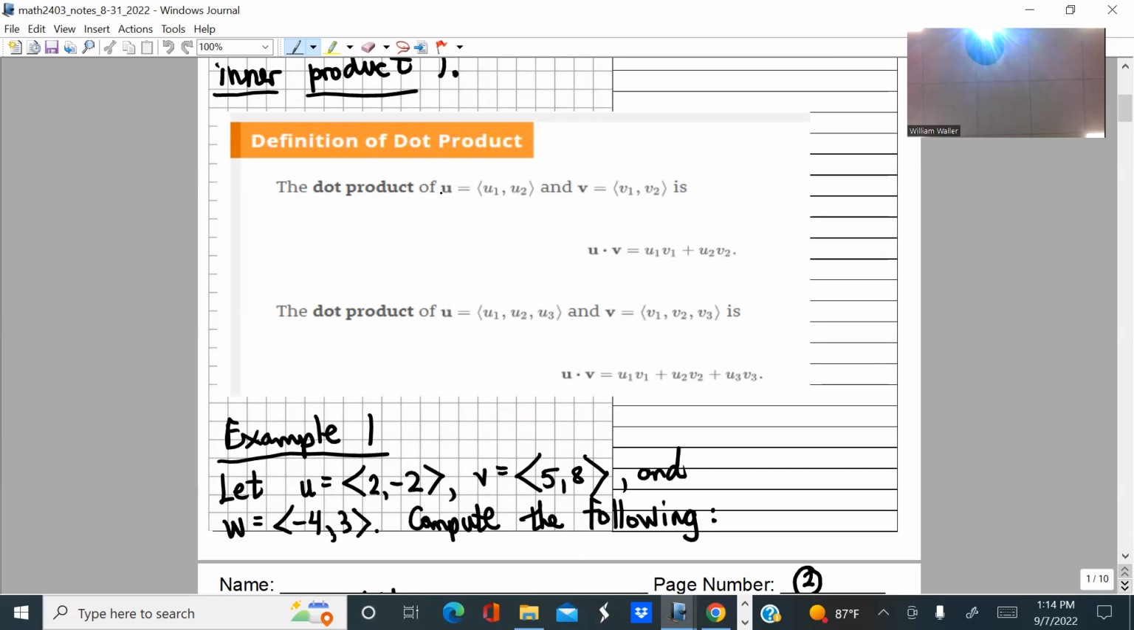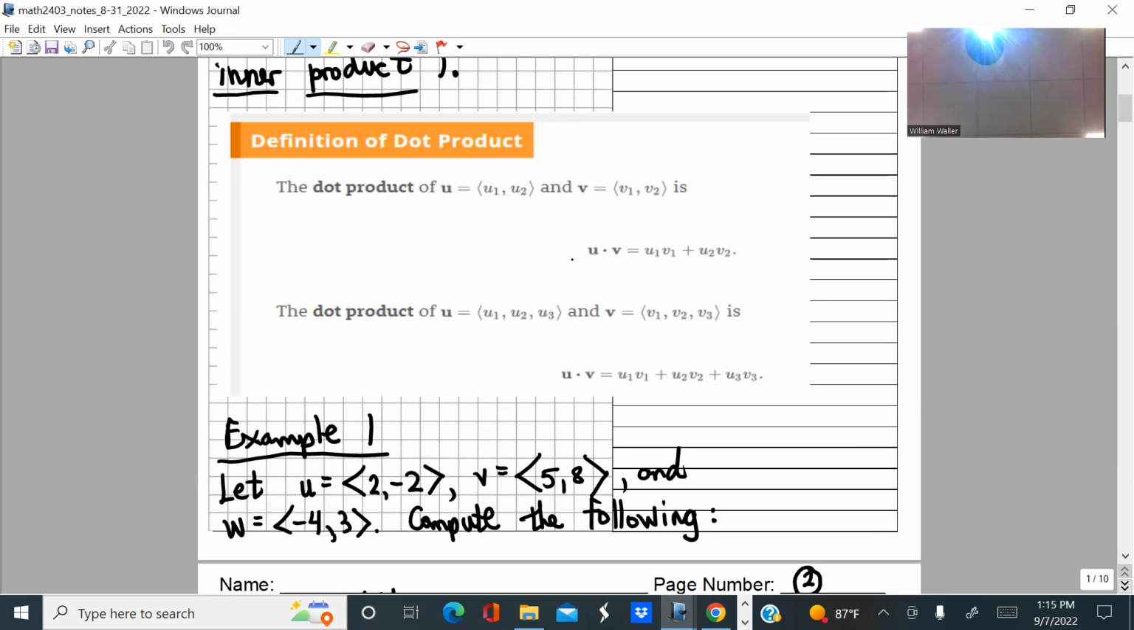So if you have vectors in 2 dimensions and you want to compute the dot product, which we often indicate by a dot, that's why it's called the dot product, just multiply the components together and add those up. Same thing in 3 dimensions. If you compute the dot product of 2 vectors in 3 dimensions, you just multiply the corresponding components and add those products up. So it's a very easy computation to make.